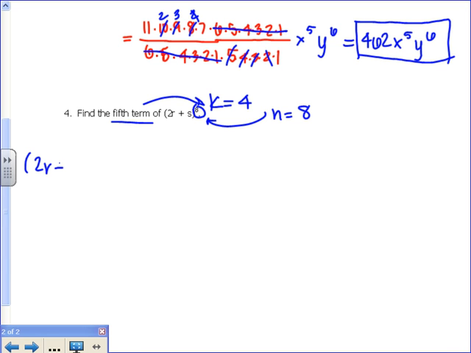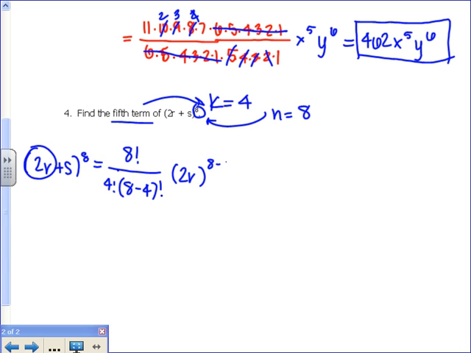So we have 2r plus s to the 8th power equals, so plugging in my formula, 8 factorial, because I have n factorial on top, over 4 factorial times 8 minus 4 factorial, times my first part of my binomial, which is 2r, raised to the 8 minus 4, and my second part of my formula, which is an s, raised to the 4th. Now again, if this was a minus sign here, we would have wanted to put a negative s with parentheses around that because that does matter as well.